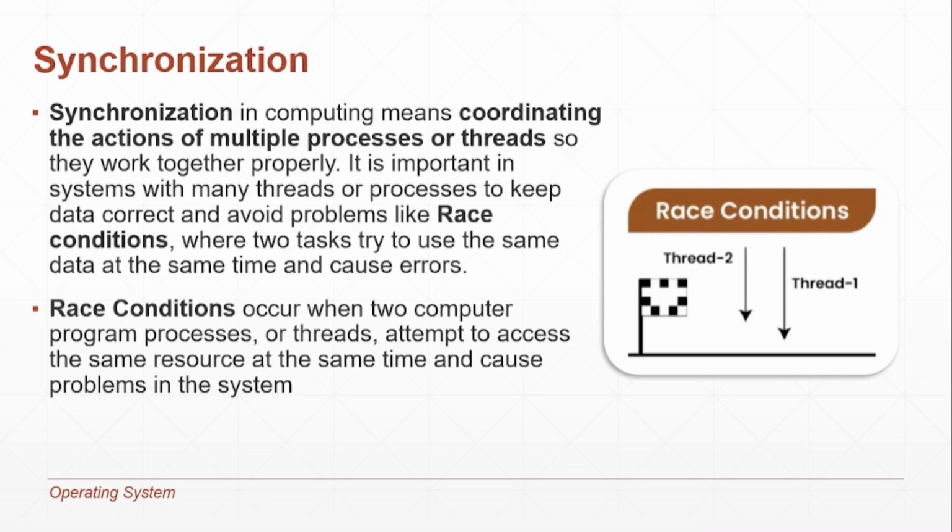Now what are race conditions? Race conditions occur when two computer program processes or threads attempt to access the same resource at the same time and cause problems in the system. Here you can see the example in the picture that two threads are accessing the destination at the same time. So they can cause errors and the result might be wrong. So this is the clear and simple example of synchronization.